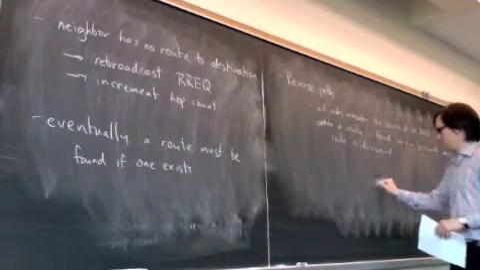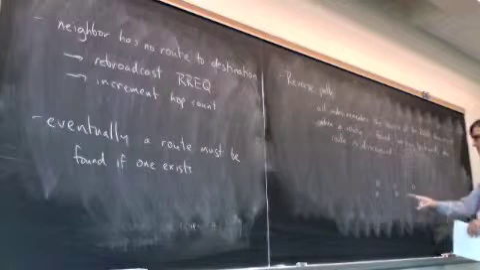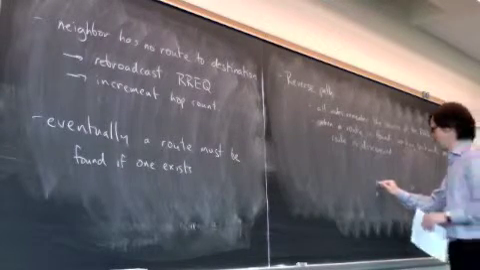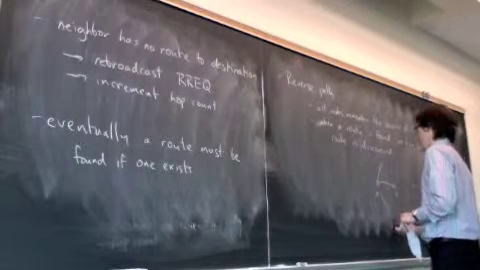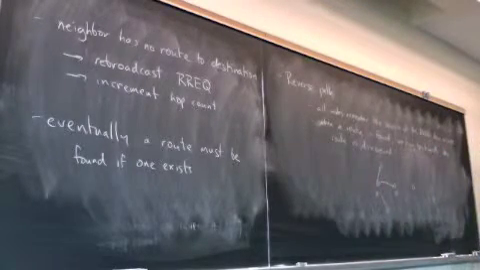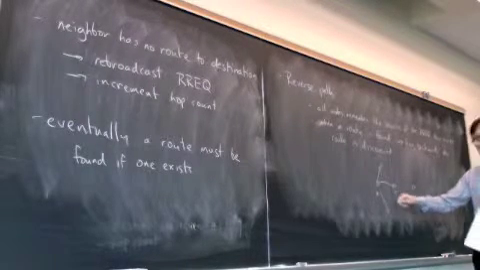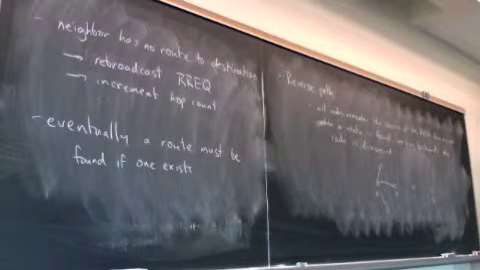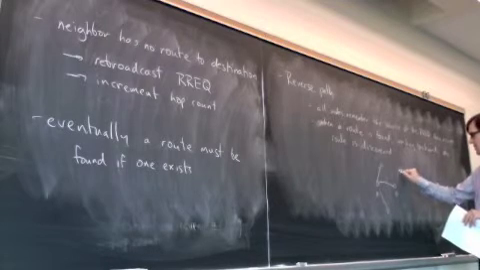So here's how. I have A, B, C, D. I want to set up a route from A to D. So A sends a route request to all its neighbors. This is a route request to find D. B doesn't know where D is, so it just forwards the route request again to all of its neighbors.